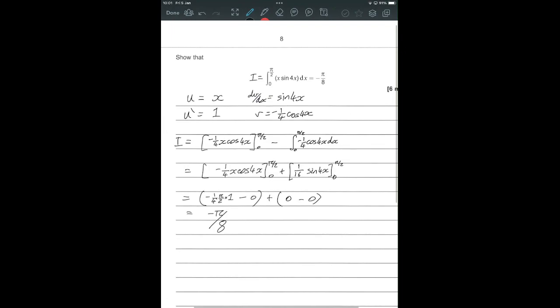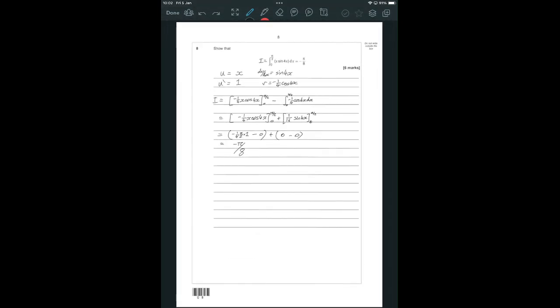This was a show that question. It was negative pi by 8. I'm sorted. Being a show that question, you can't cheat. You can't type this into your calculator, but you see that if you are a master at by parts, that's a very efficient 6 marks.